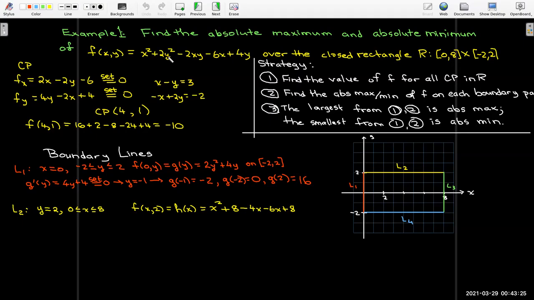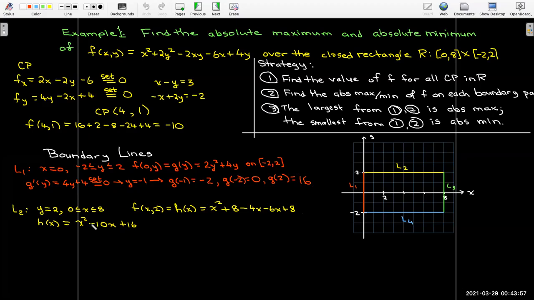So you see what I've done here? Up here, I replaced y with 2. So 2 squared is 4. 4 times 2 will give me my 8. And then here I replaced y with 2. So instead of having minus 2xy, I have minus 4x. And then instead of having plus 4y, I have 4 times 2 gives me plus 8. So I can simplify that. And now I've got another Calc 1 type problem.